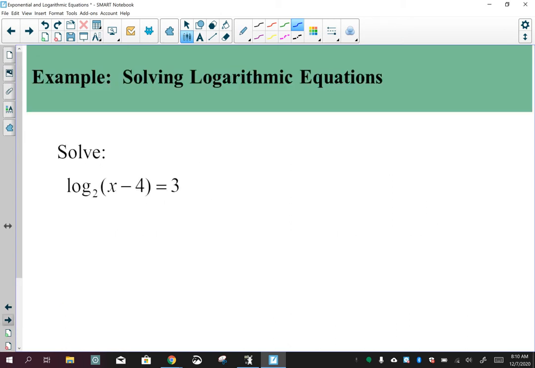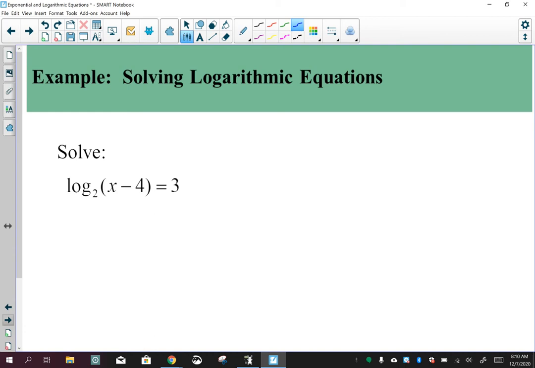So here we go. We're taking a look at this piece here. I've got log base 2 of x minus 4 is equal to 3. When I'm looking at this, I'm already in a single logarithm and I have a coefficient of 1, so that's a good thing. What I want to do is rewrite this into an exponential format.